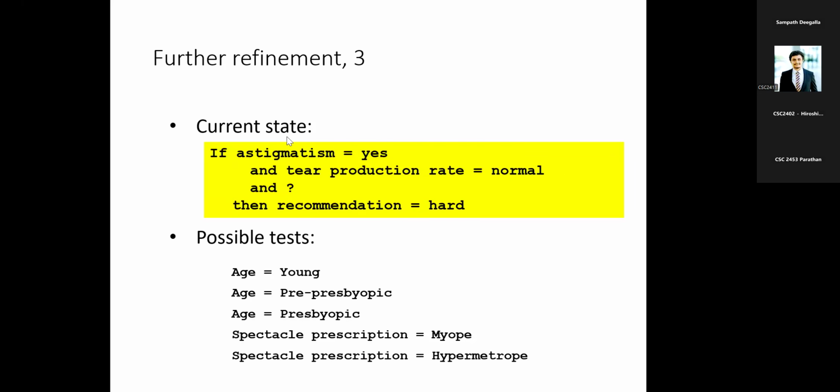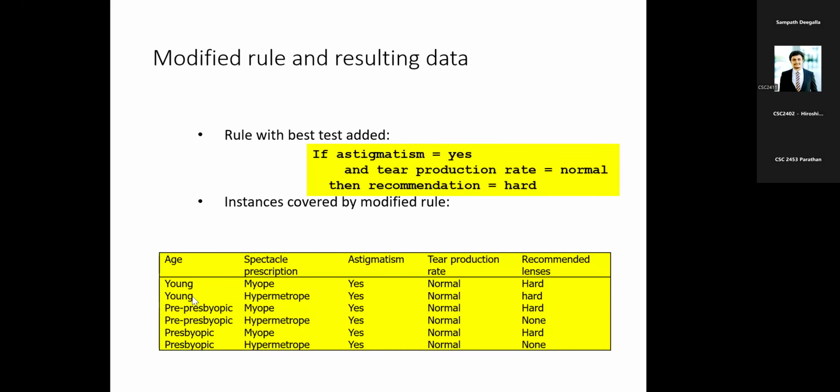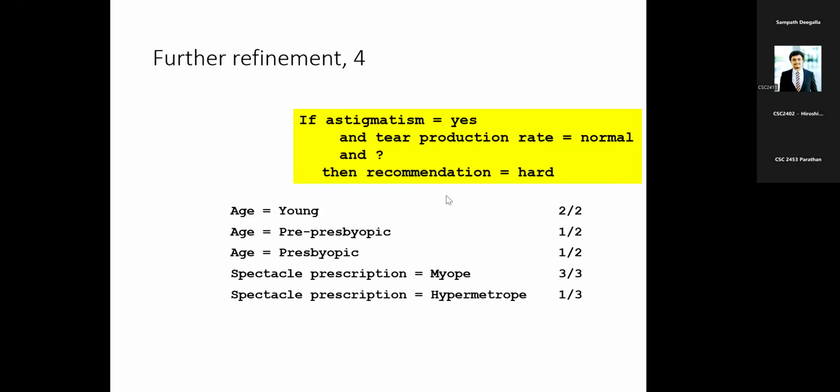So we say that if you have astigmatism yes and tear production rate normal, and we are looking for a possible test out of the 2 attributes. So we have 5 possible combinations. Let's try to find the accuracy if you put age young. If you put age young, you can notice that you have a 2. And out of 2, it's hard. So it's 2 out of 2, right? So if you continue, this is the accuracy, right?